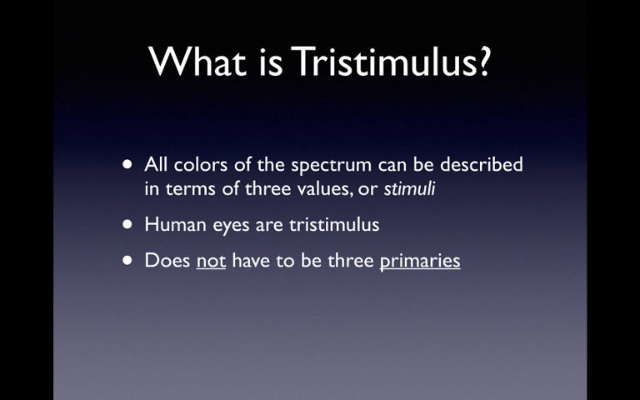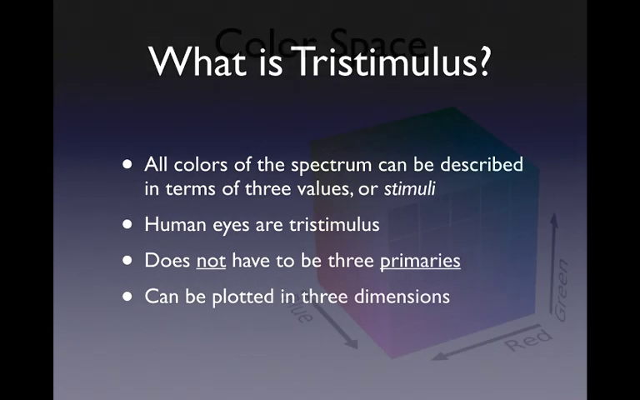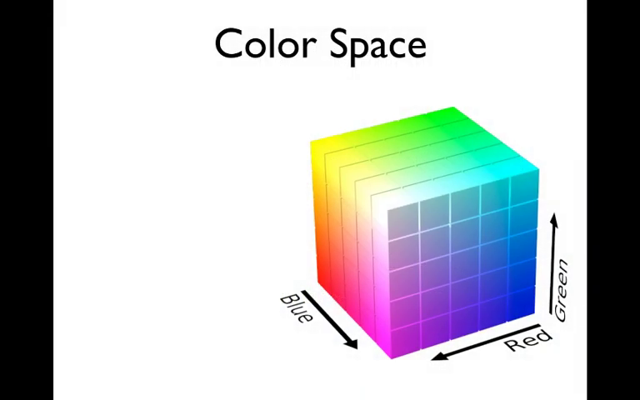However, and this is a big however here, it does not have to be 3 primaries. So the way we describe color does not have to actually function only as an RGB system or a CMYK system. However, it does need to have 3 axes to it, and we'll see what that means in just a second. It can be plotted in 3 dimensions, and it actually is plotted in 3 dimensions. We're going to take a look at what that looks like right here.